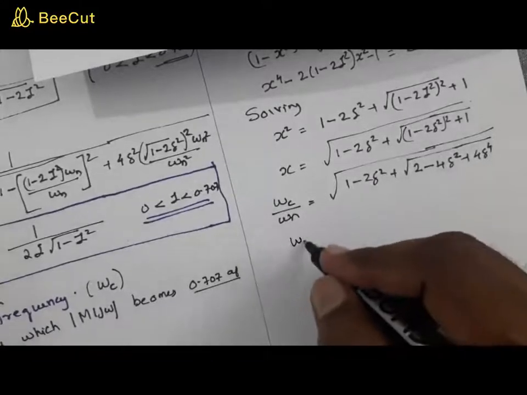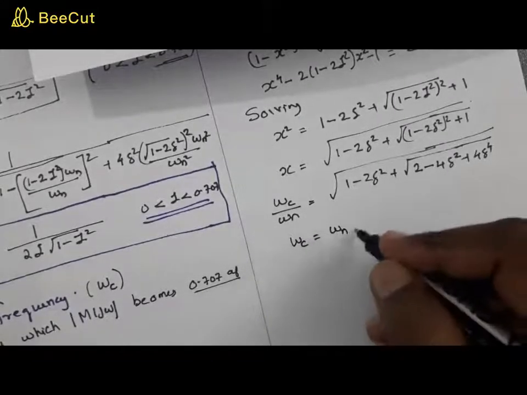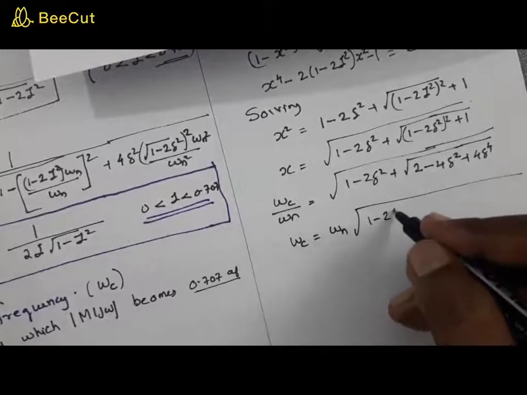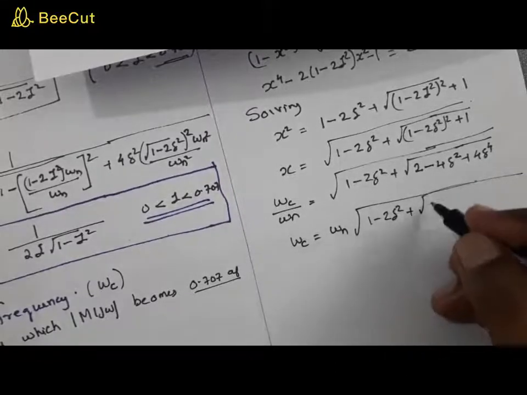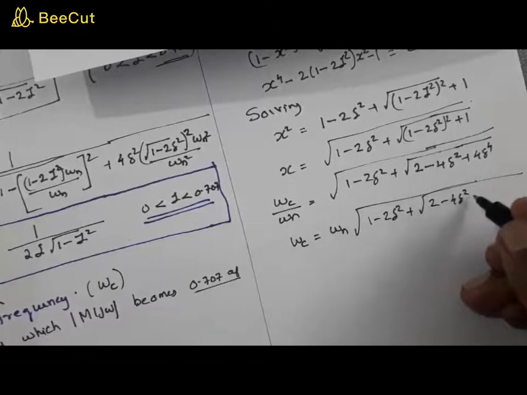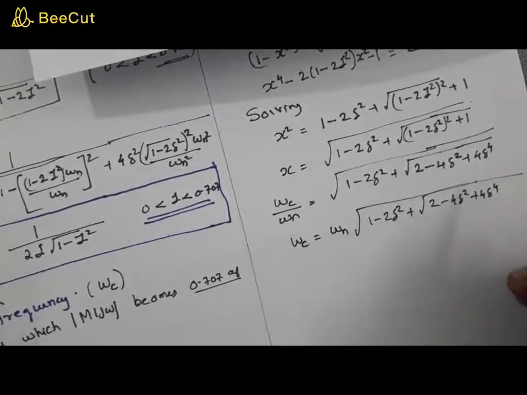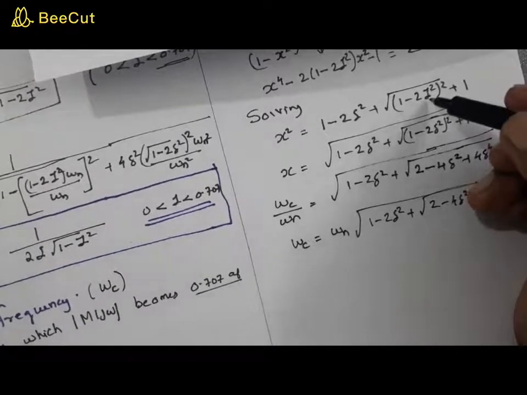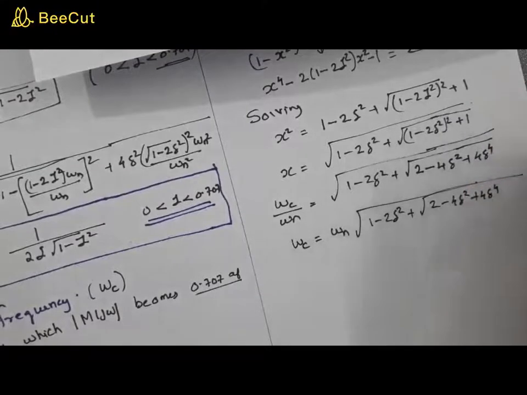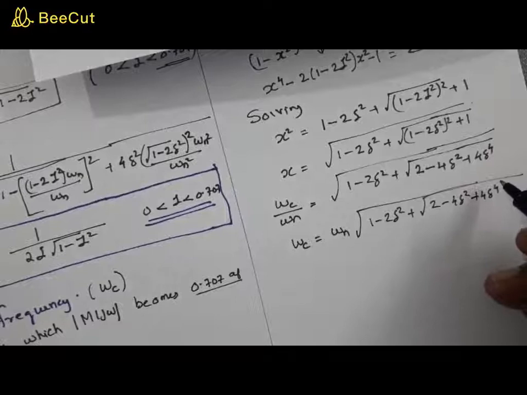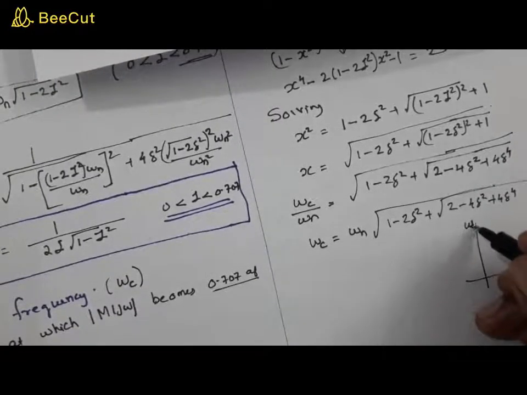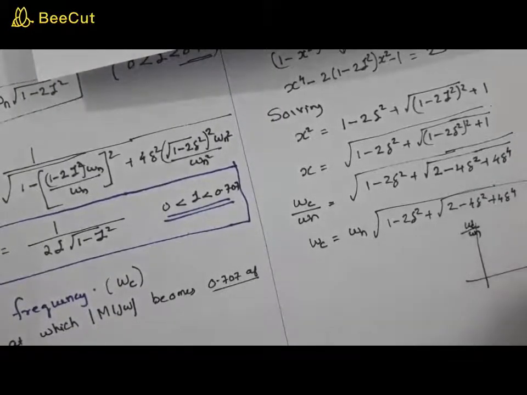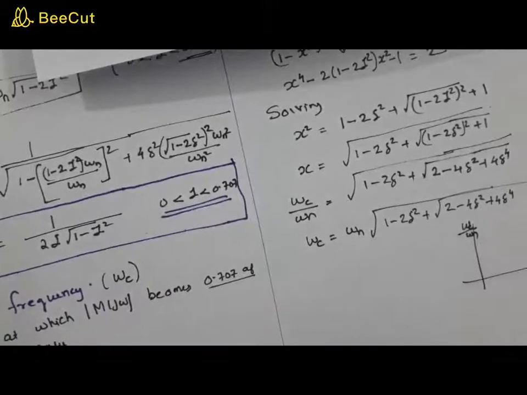So what is your cutoff frequency? Cutoff frequency is omega n into root of 1 minus 2 zeta square plus root of 2 minus 4 zeta square plus 4 zeta raised to 4. It's not delta, I'm sorry, I used that term. Do remember, it is zeta. So this is zeta raised to 4.